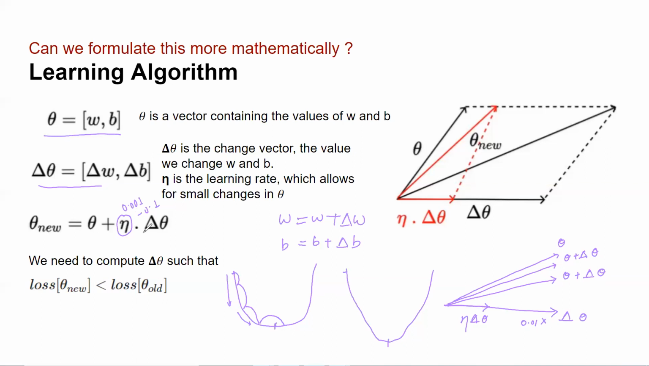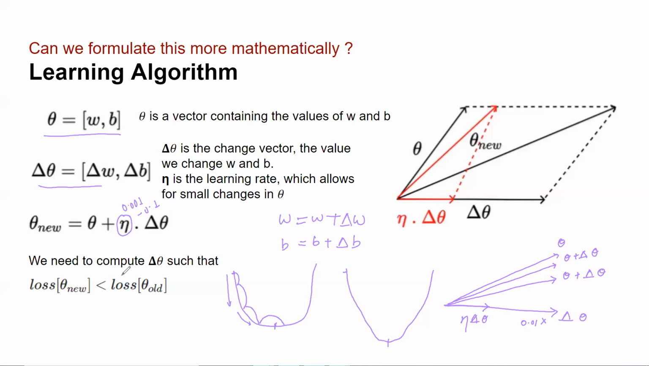Okay, I understood. Because this delta theta is coming from the data part, we do not have any control over it, but we have control over this eta part, because we can decide what value eta should take. Yeah, awesome.